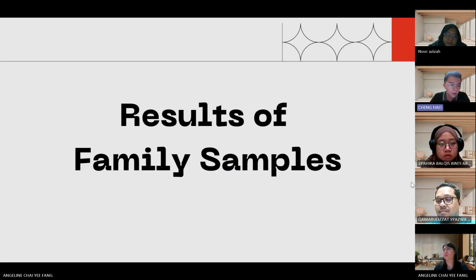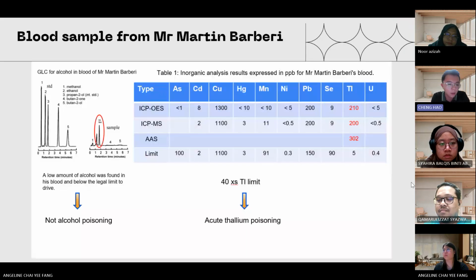Okay, let's talk about the results of the family. The first one is the blood sample from Mr. Martin Burberry. From the peak of the GLC, we find alcohol was not a cause of admitting to hospital because a low amount of alcohol was found in his blood and below the legal limit to drive.